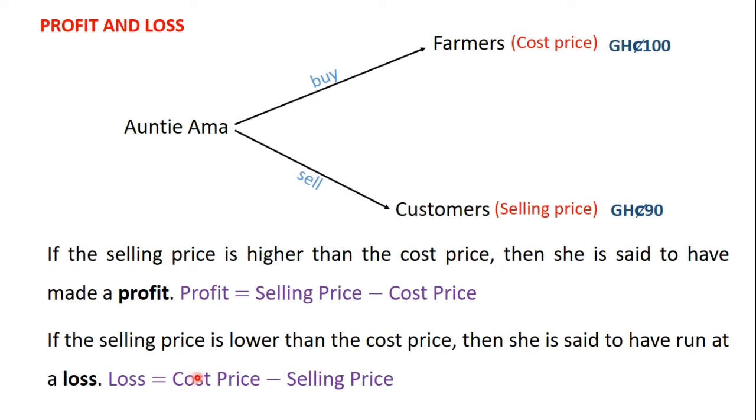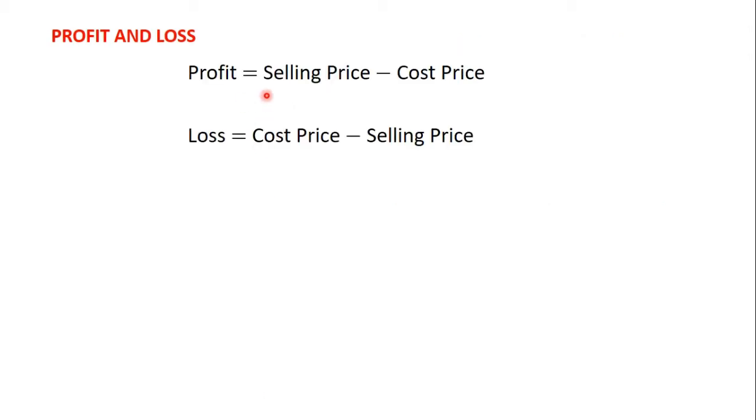To find the loss, we are going to have the cost price minus the selling price. So here, her loss will be 100 Ghana cedis minus 90 Ghana cedis, and that will give us 10 Ghana cedis. So if the selling price is higher than the cost price, then the trader is said to have made a profit, and the profit is equal to the selling price minus the cost price. If the selling price is lower than the cost price, then the trader is said to have run at a loss, and the loss is equal to the cost price minus the selling price.